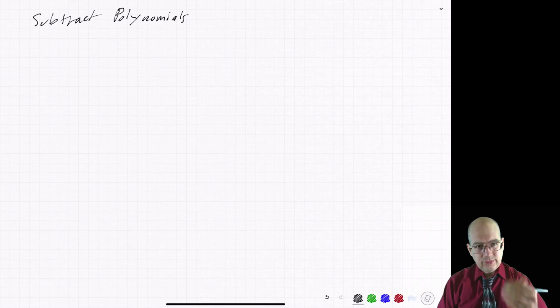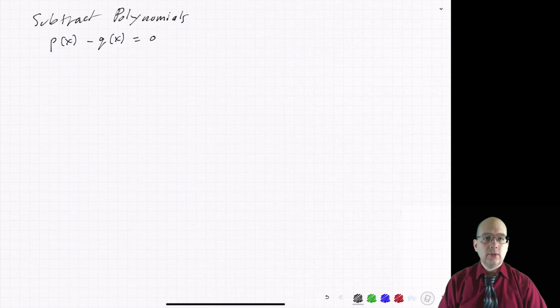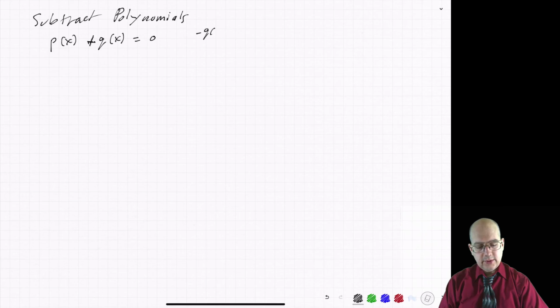So let's think about it, right? We've got a polynomial, p of x, and we want a polynomial, q of x, such that when you combine them, you get 0. Oh, let's say plus q of x. So this is going to be minus q of x, right? Or q of x, I guess.